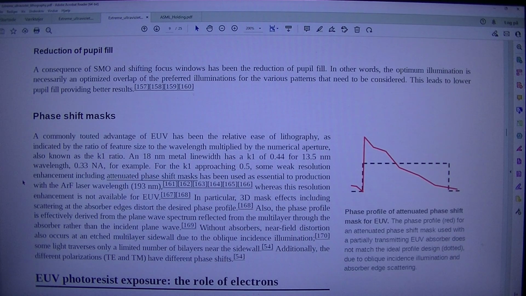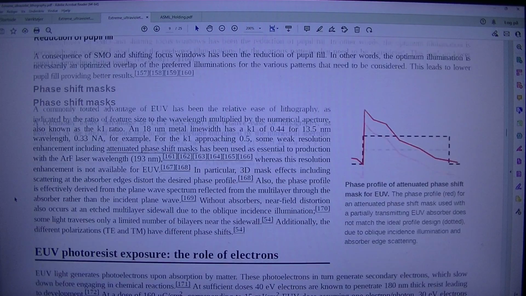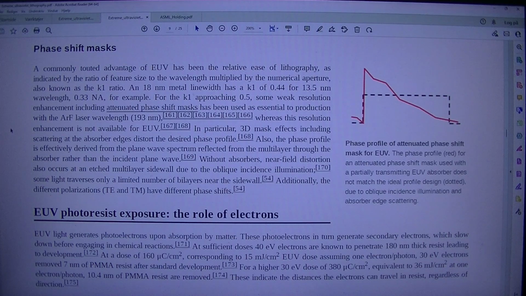161, 162, 163, 164, 165, 166, whereas this resolution enhancement is not available for EUV. 167, 168, in particular. 3D mask effects including scattering at the absorber edges distort the desired phase profile.